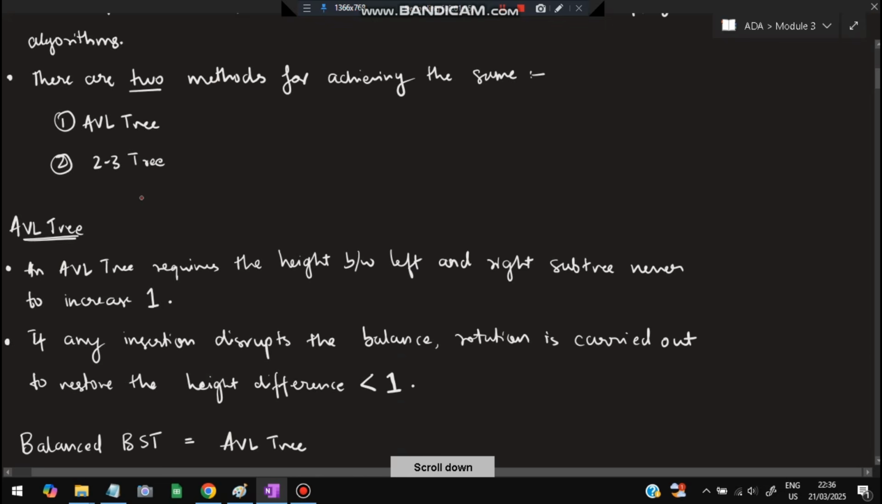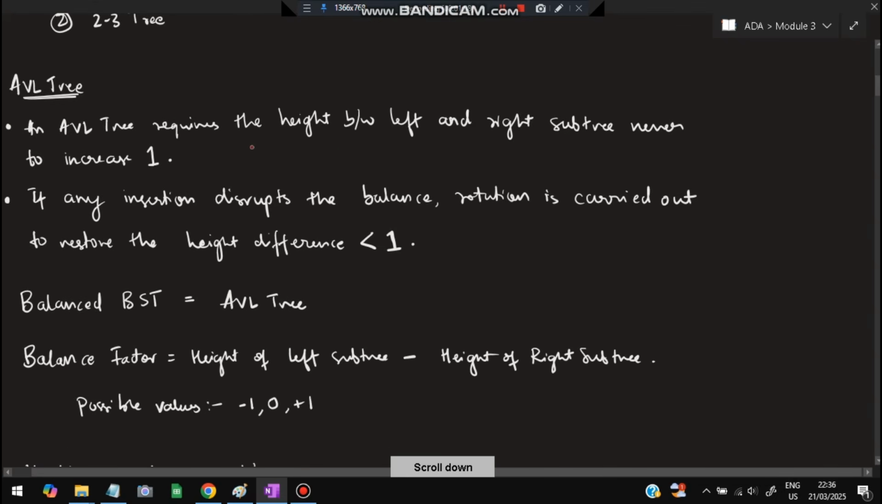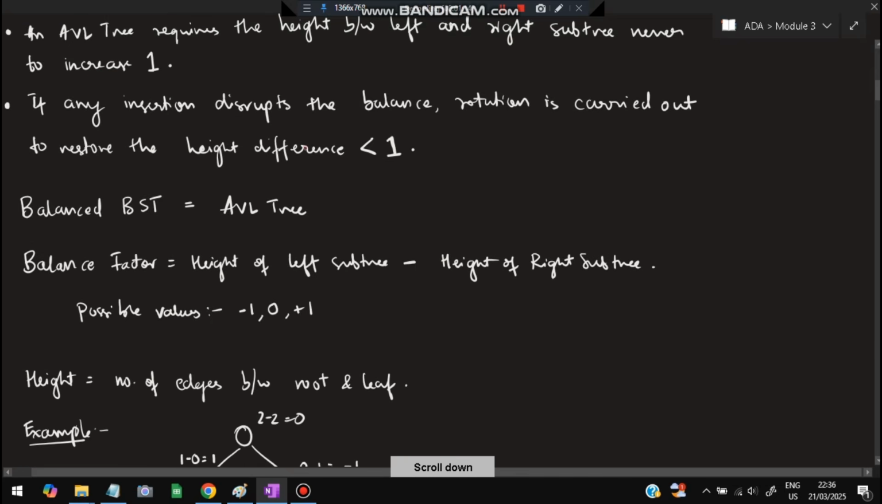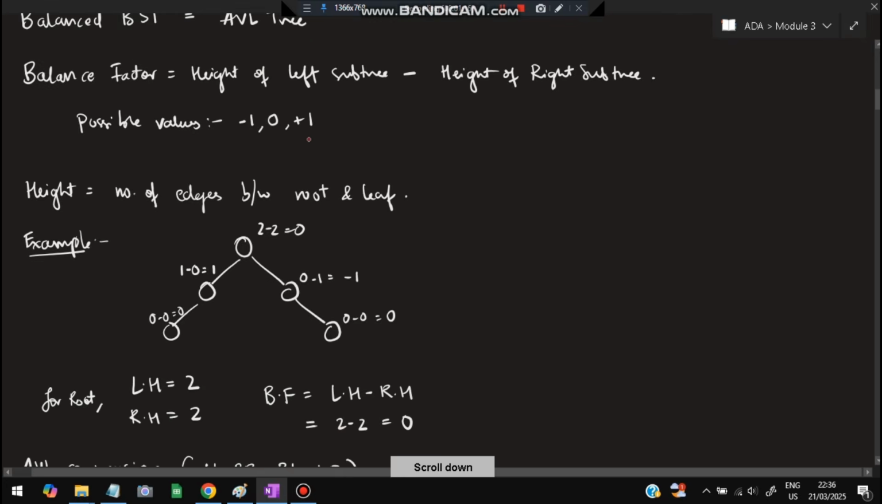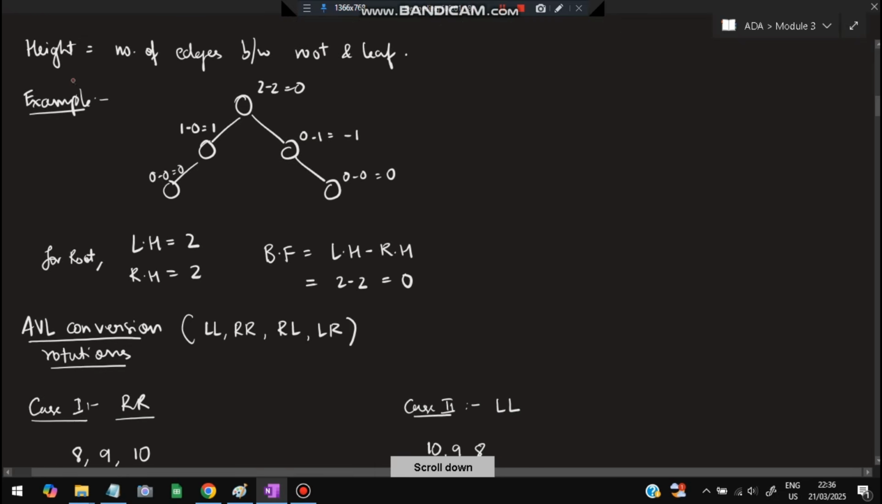So first is the AVL tree. An AVL tree requires that the height difference between the left and right subtrees never exceeds one. The theory part you can go through; I'll directly come to the main part with an example. See here, this is a tree.